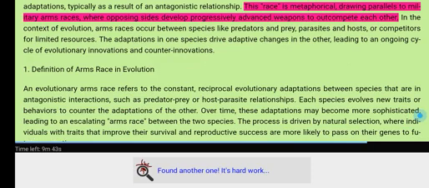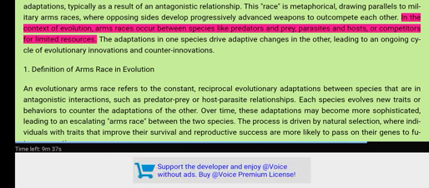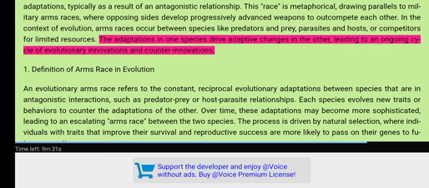This race is metaphorical, drawing parallels to military arms races, where opposing sides develop progressively advanced weapons to outcompete each other. In the context of evolution, arms races occur between species like predators and prey, parasites and hosts, or competitors for limited resources. The adaptations in one species drive adaptive changes in the other, leading to an ongoing cycle of evolutionary innovations and counter-innovations.